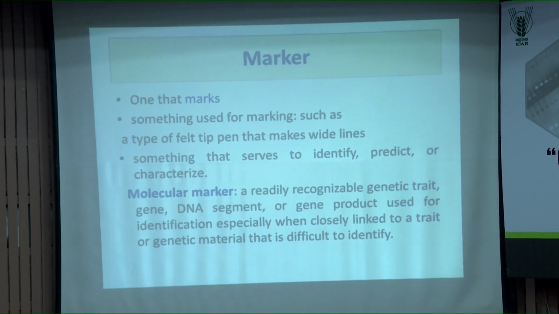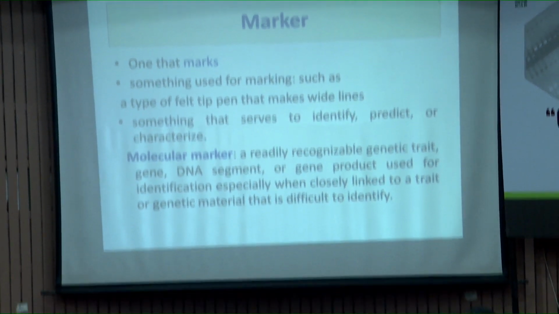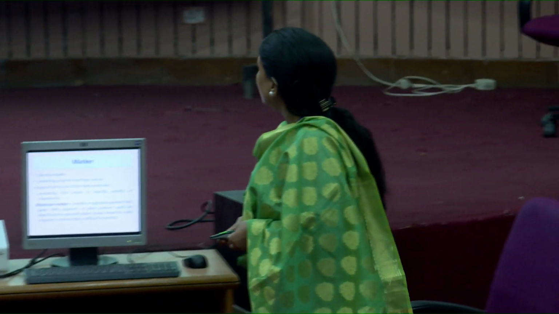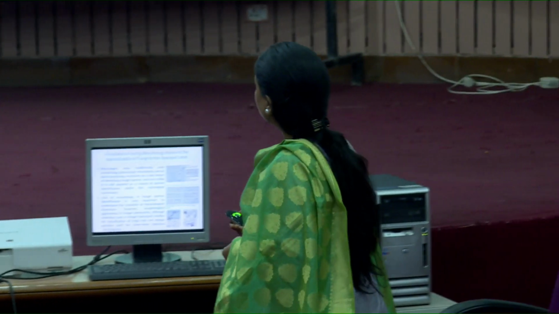So, what is a molecular marker? It is a readily recognizable genetic trait. It can be a gene, DNA fragment or gene product that is used for identification, especially when there is difficulty in identification by other means. Okay. So, why do we need these markers? Why do we need a marker for the identification of fungi?